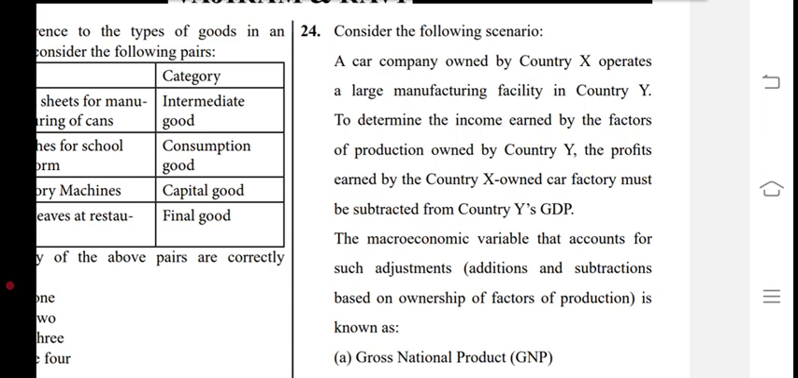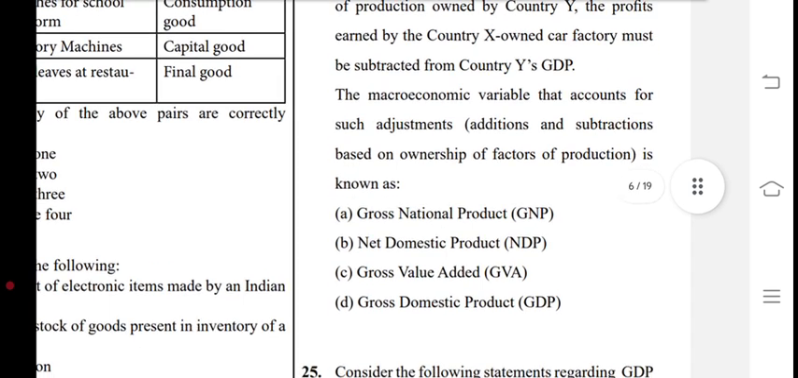Macroeconomic variation that accounts for such adjustment, addition and subtraction based on the ownership of factors of production is known as Gross Domestic Product. Net or macroeconomic GDP. GDP, gross domestic product, GDP. These are correct.